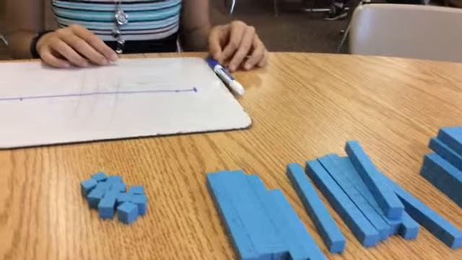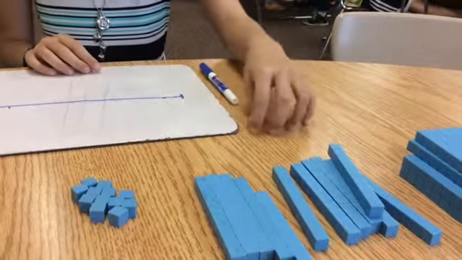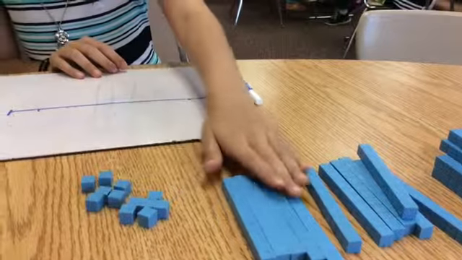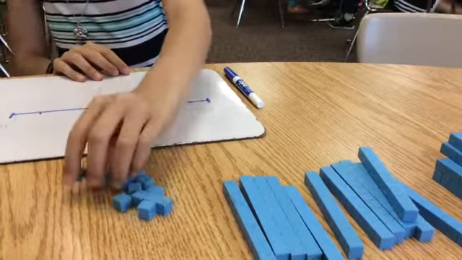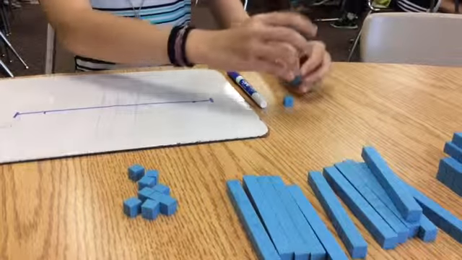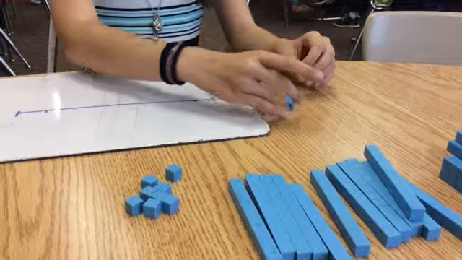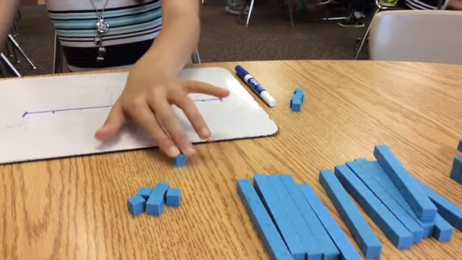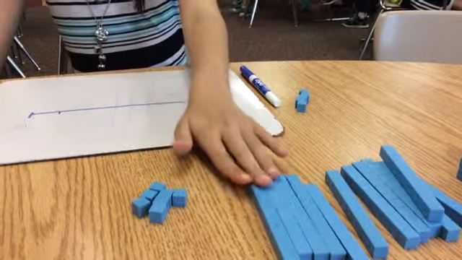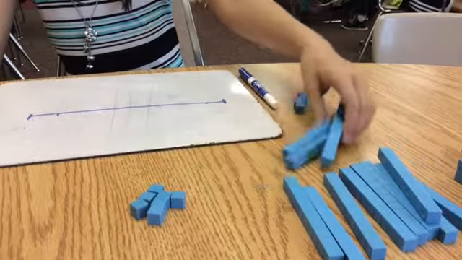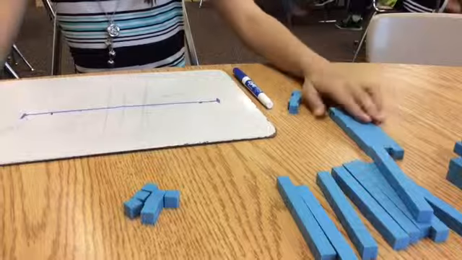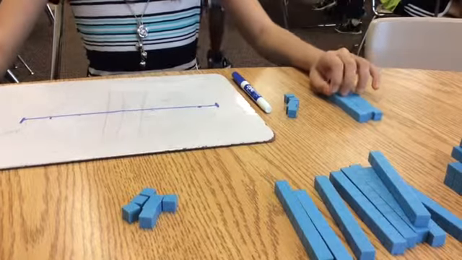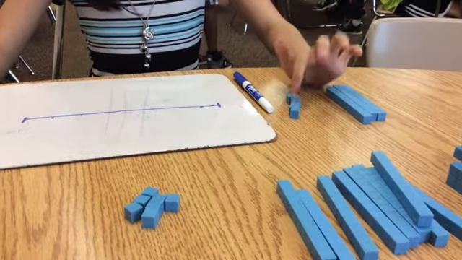Show us what 35 looks like with the base 10 blocks. 35. Okay, count that for us. 10, 20, 30, 31, 32, 33, 34, 35.